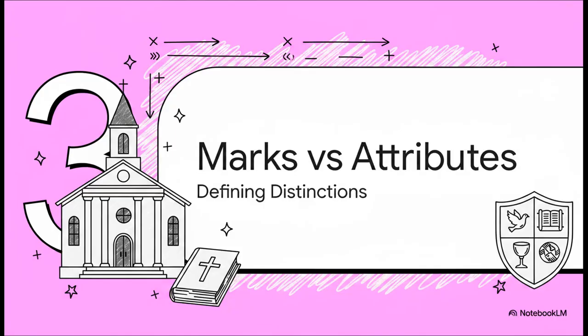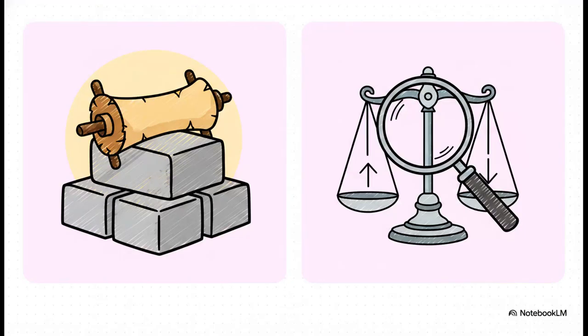Section 3, marks versus attributes. Having looked at the vocabulary, let's look at how theologians practically categorize all of this. Now, what's really interesting about this slide is the categorical contrast between the attributes of the church and the marks of the church. The attributes go way back to the early patristic church fathers. They're definitional, meaning they describe what the church fundamentally is in its core essence.